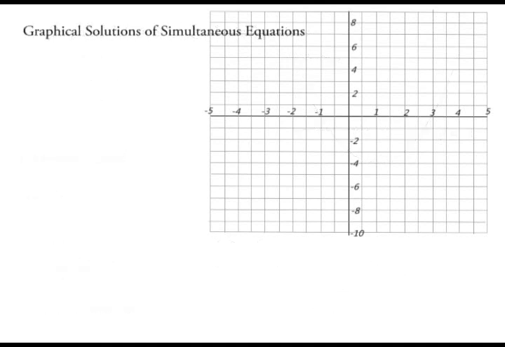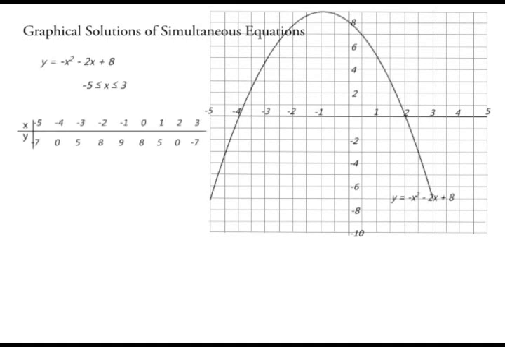To solve simultaneous equations using the graphical method, we simply draw both graphs on the same axis. In simultaneous equations, one equation will be quadratic and the other will be linear. For example, in our second graph, the graph had the equation y is equal to minus x squared minus 2x plus 8. We can use the graph to solve a simultaneous linear equation like y is equal to half x plus 2.